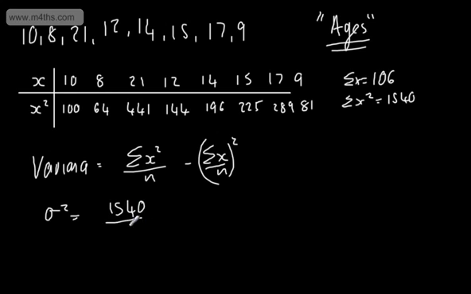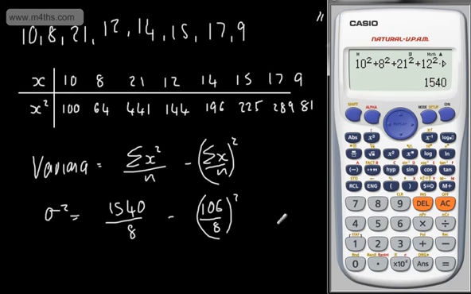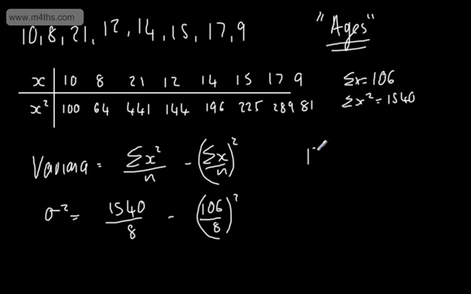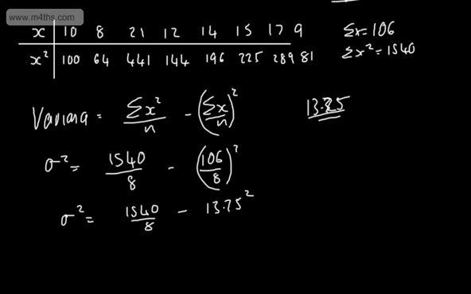So the variance, or sigma squared, will be equal to 1540 over n, where n is 8, minus 106 over 8, and we're going to square that term. So 106 divided by 8, what's that give me? 13.25. So 13.25 is the average age of these people. So sigma squared is 1540 over 8 minus the mean squared, which is 13.25 squared. You can just plug that in. I was just interested in finding that value, because often you'll be asked it.